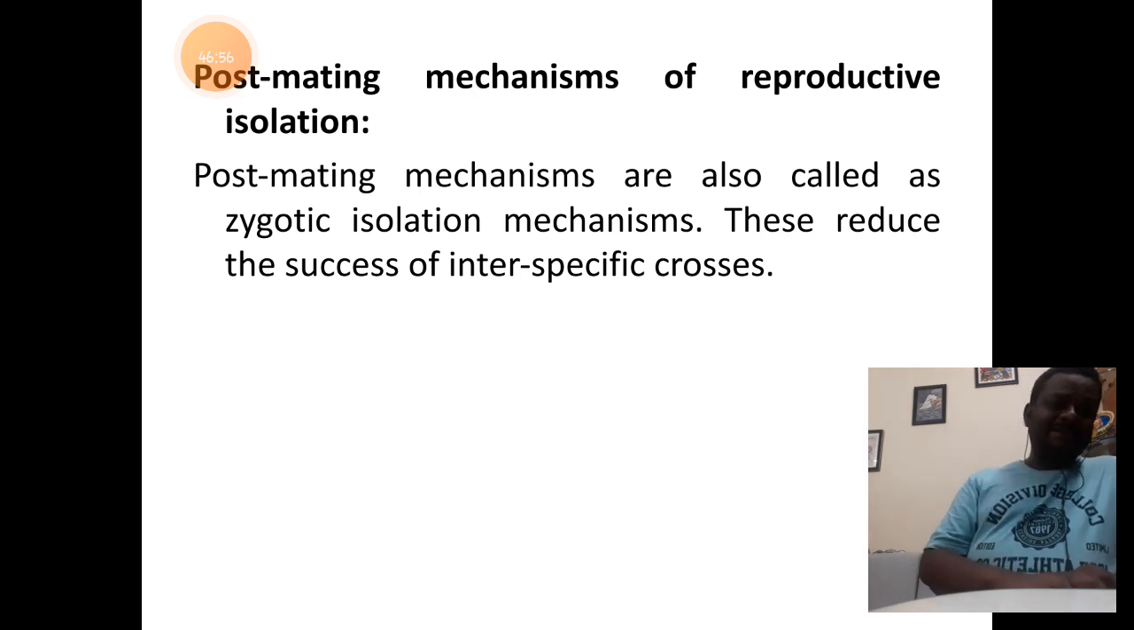Well, the next type of reproductive isolation mechanism is post-mating mechanisms, which is also called zygotic isolation mechanisms. In this type, isolation is seen after the zygote formation, but with deformities or abnormalities related to the zygote, embryo or hybrid or even the offspring.